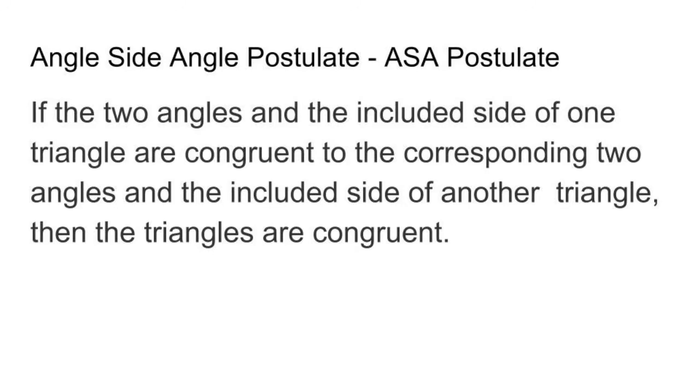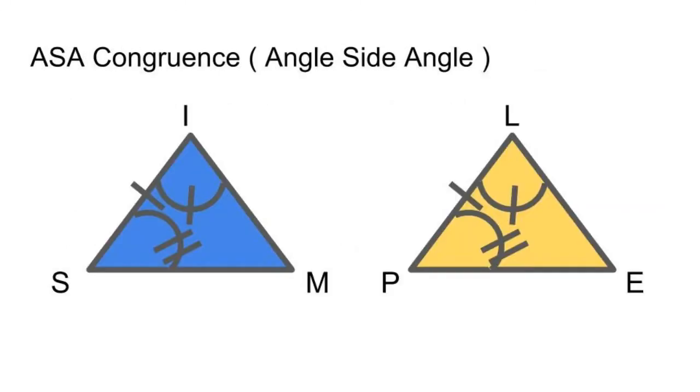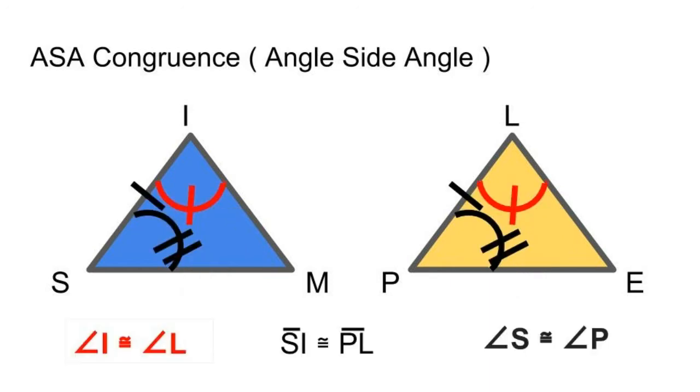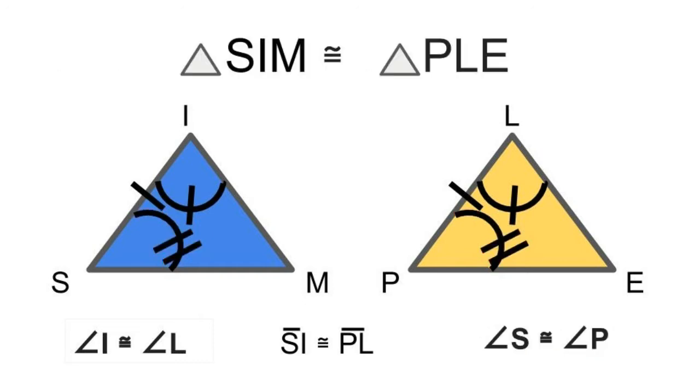Here are some possible illustrations of the ASA postulate. This simply means that if angle I is congruent to angle L, segment SI is congruent to segment PL, and angle S is congruent to angle P, then the two triangles are congruent. Triangle SIM is congruent to triangle PLE.